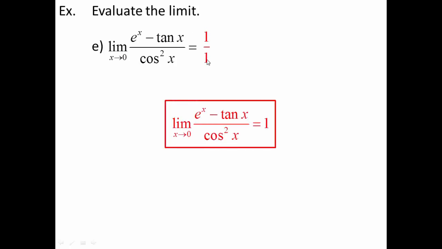All right, on this one, I wouldn't be surprised if you looked at this initially and thought, oh my gosh, what am I supposed to do? But then, of course, you remembered direct substitution should always come first. When I plug in 0, e to the 0 is 1. Tangent of 0 is 0. Cosine of 0 is 1, so what I have is 1 over 1, which is 1. No fancy techniques needed on this one, just plug and chug, we get our answer.